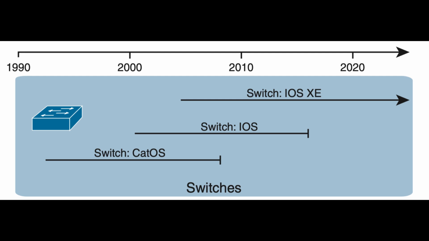To create iOS XE, Cisco took iOS and modernized the internal software architecture. iOS XE, often referred to simply as XE, has features to improve uptime and the ability to maintain devices without requiring rebooting, reloading the device. But it keeps the same familiar CLI.